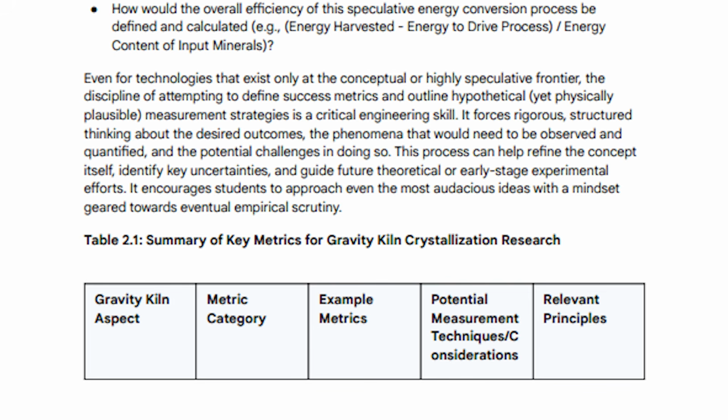Even for technologies that exist only at the conceptual or highly speculative frontier, the discipline of attempting to define success metrics and outline hypothetical, yet physically plausible measurement strategies is a critical engineering skill. It forces rigorous, structured thinking about the desired outcomes, the phenomena that would need to be observed and quantified, and the potential challenges in doing so. This process can help refine the concept itself, identify key uncertainties, and guide future theoretical or early stage experimental efforts. It encourages students to approach even the most audacious ideas with a mindset geared towards eventual empirical scrutiny.